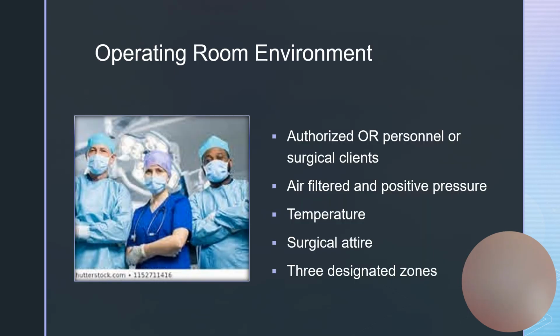So the operating room is physically isolated from other areas of the hospital. Only authorized OR personnel or surgical clients are allowed in this area. The air will be filtered and positive pressure is maintained to help reduce infection. The temp is going to be kept below 70 degrees Fahrenheit to help decrease bacterial growth and provide comfort to the surgical team. They get really hot with the mask and the hat and the surgical gown and the gloves underneath that large OR light.